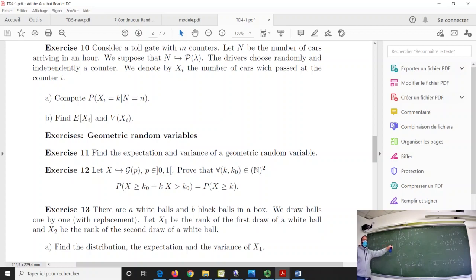This conditional probability is equal to this term here, C n k, 1 over m to the power k.